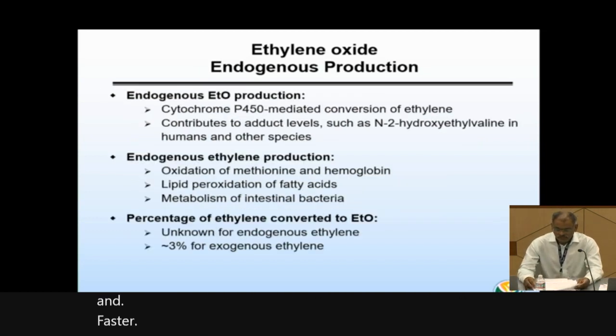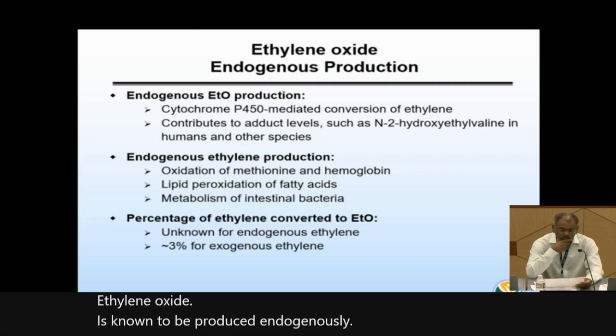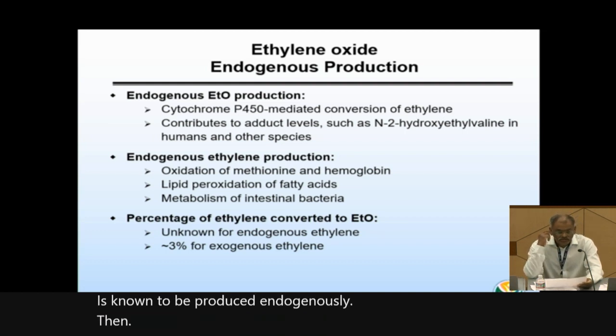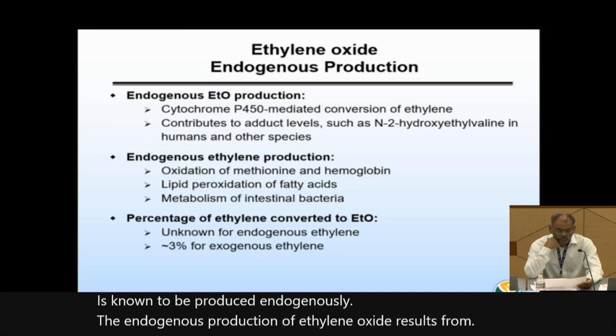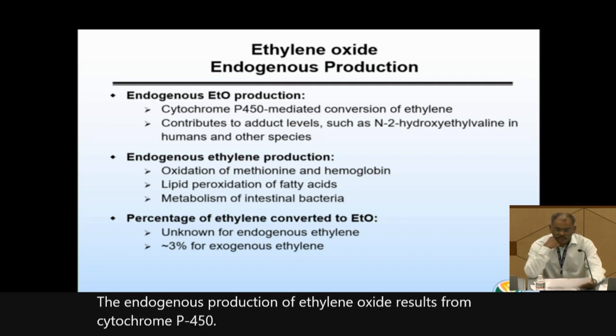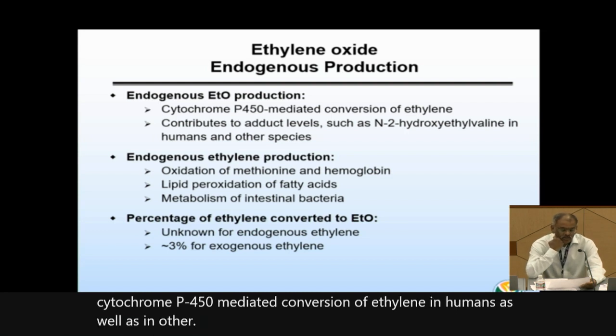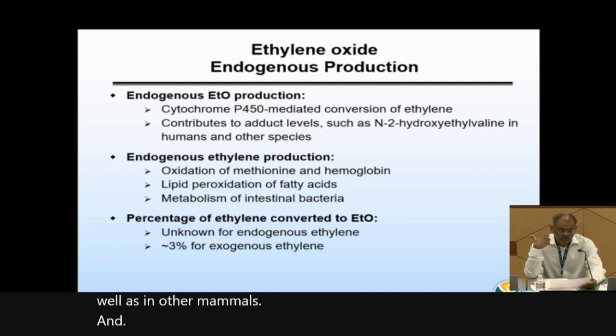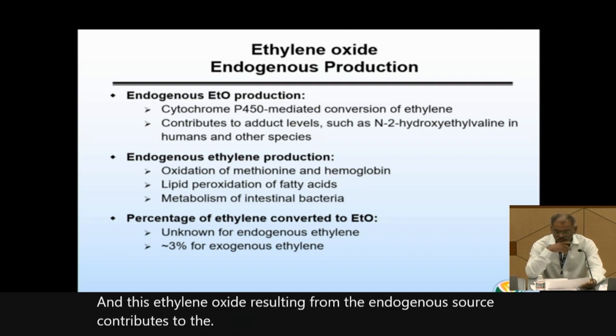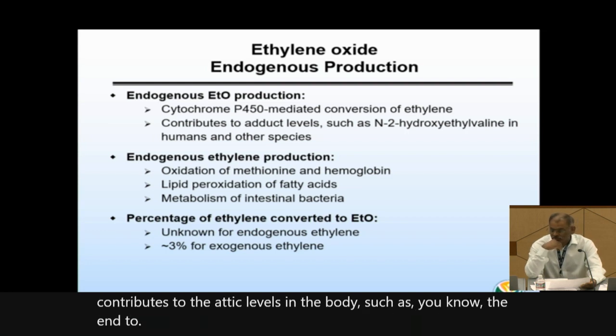Ethylene oxide is known to be produced endogenously. The endogenous production of ethylene oxide results from cytochrome P450 mediated conversion of ethylene in humans as well as in other mammals. And this ethylene oxide resulting from the endogenous source contributes to the adduct levels in the body, such as the N2-hydroxyethylvaline, a hemoglobin adduct used as an exposure biomarker.